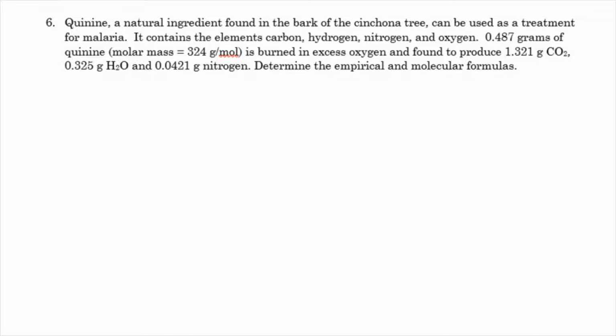So first, let's figure out how much carbon we have. After we burn that amount of quinine, we get this much CO2. Now remember, the carbon that was in the quinine is converted to CO2. So we assume that all the carbon in the quinine went to the CO2. So we need to figure out how much carbon is in that much carbon dioxide. So I have 1.321 grams of CO2. Based on molar mass and percent composition, for every one CO2, 12.01 grams, which is the molar mass of the carbon, per total mass, 44.01 grams, that's going to give us the mass percent of the carbon. So I multiply this out, and I get 0.3597 grams.